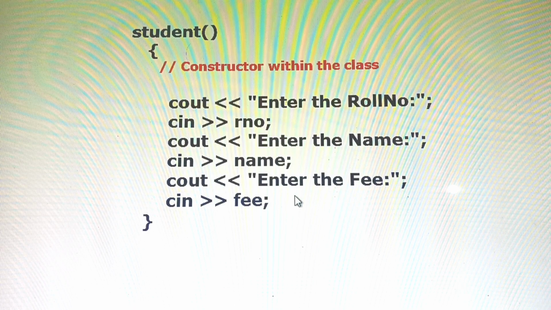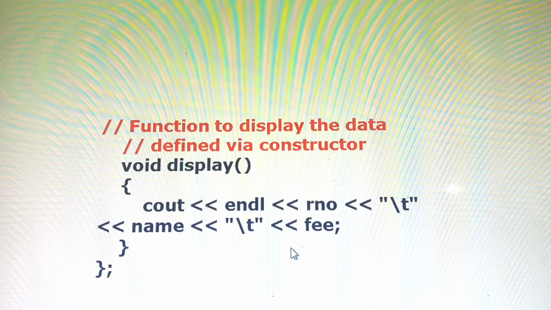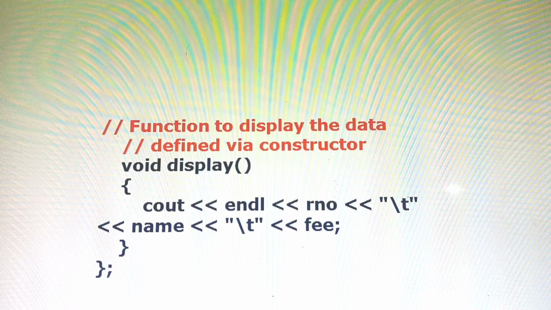Then we have to define one more function, that is display. Define the display function as void display. Here we give void because for a normal member function we have to give the return type; a constructor does not require a return type. Then give the statements to print the details: roll number, name and fee, in a single line.